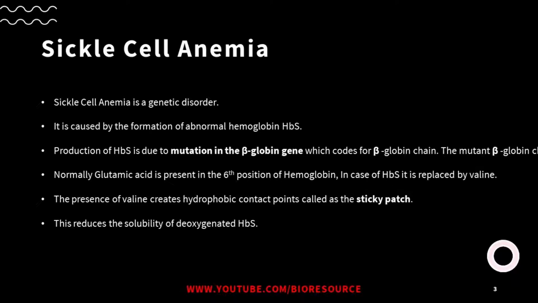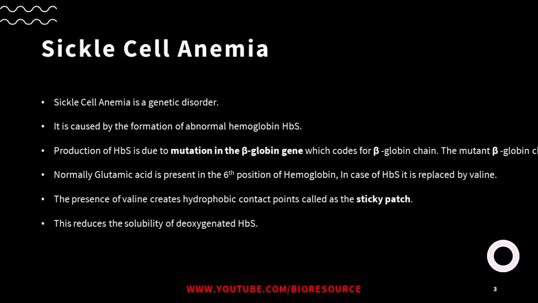The glutamic acid residue is normally present in the sixth position of the beta chain of HbA, which is replaced by a valine residue as a result of the mutation in the beta globin chain. So in normal cases, glutamic acid will be present in the sixth position, whereas in sickle cell anemia, the sixth position of the beta chain will have valine instead of glutamic acid. So that is due to the mutation.